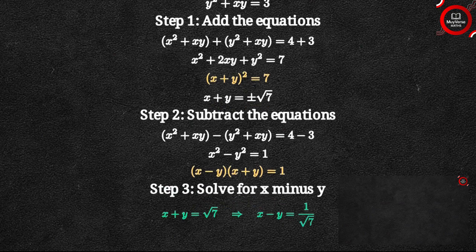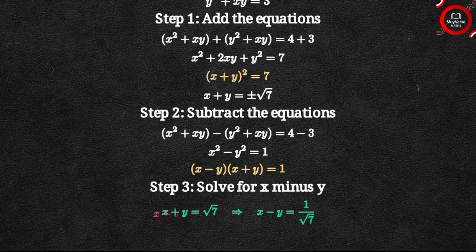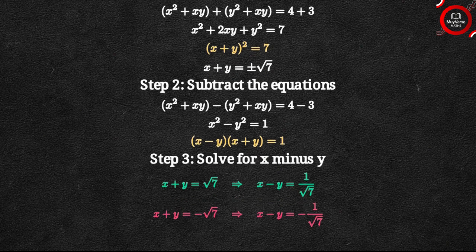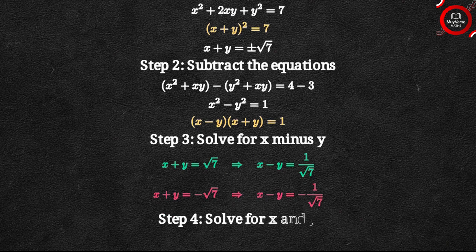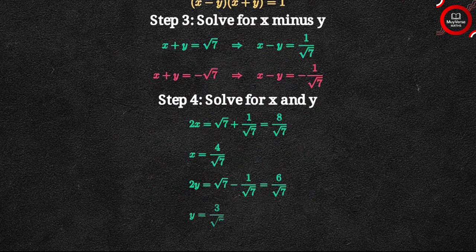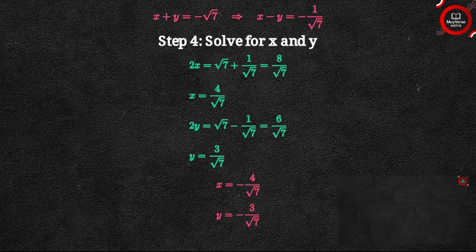Case 1. If x plus y equals square root of 7, then x minus y equals 1 divided by square root of 7. Case 2. If x plus y equals negative square root of 7, then x minus y equals negative 1 divided by square root of 7. Step 4. Solve the two mini-systems. For case 1, add the equations to solve for x, and subtract to solve for y. For case 2, the answers are the negatives of case 1.